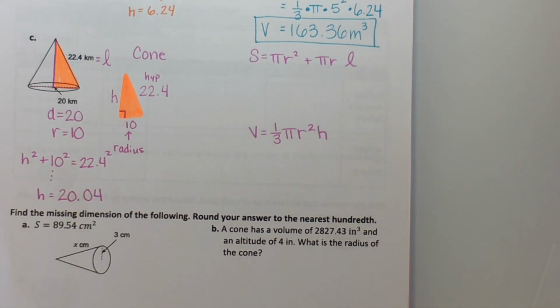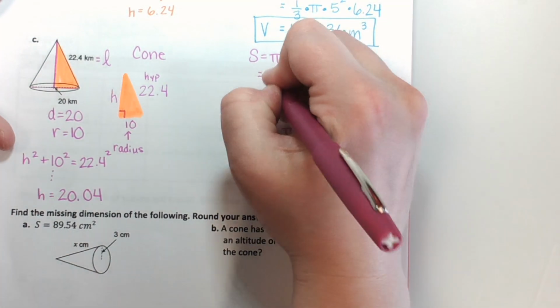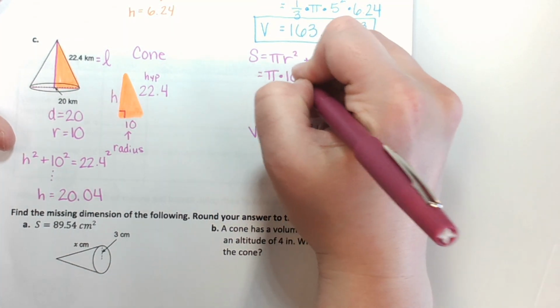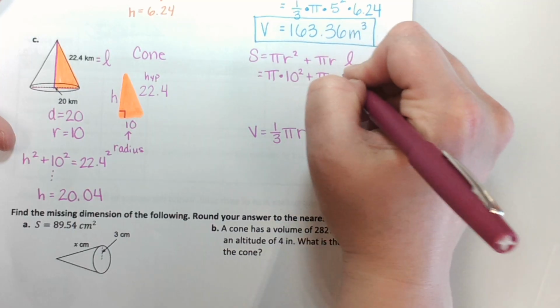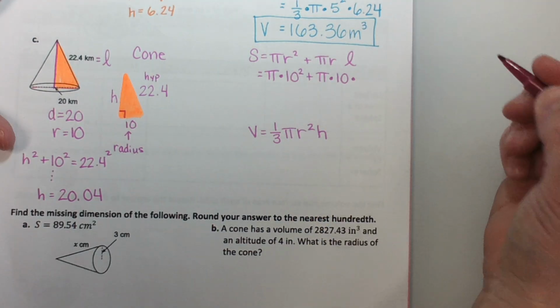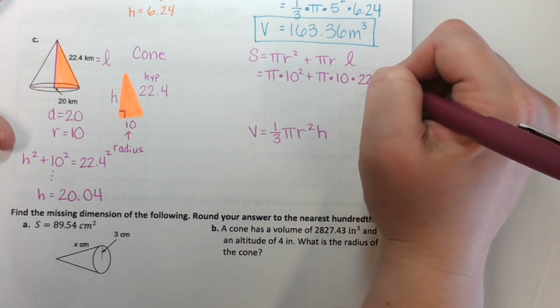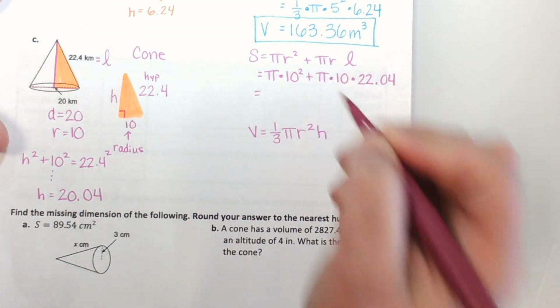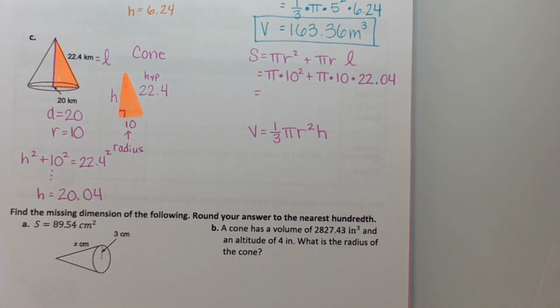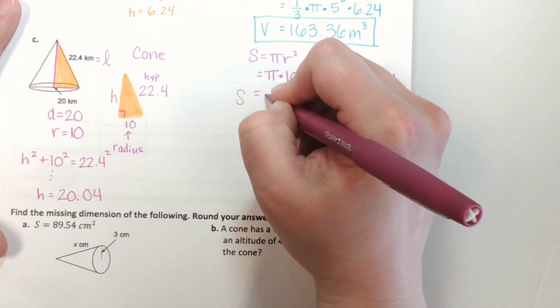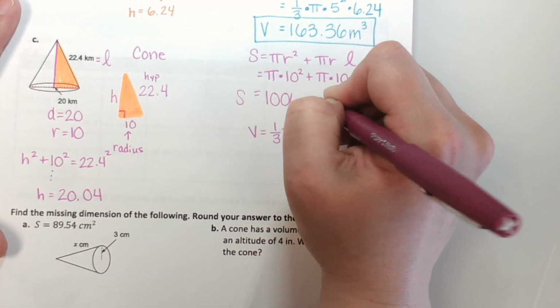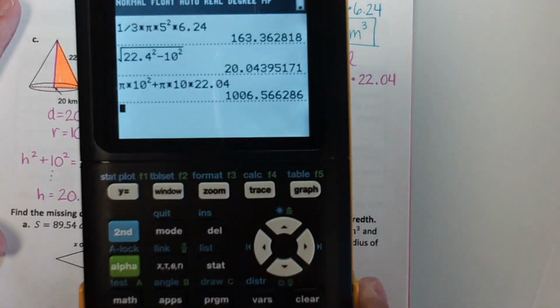Other than that, everything else is going to look the same on this problem. We plug in pi times 10 squared plus pi times 10 times 22.04. This time around, even if you got the fancy calculator, it is probably not telling you this in terms of pi because of the decimals. You're going to get 1006.5. Be careful of your rounding.